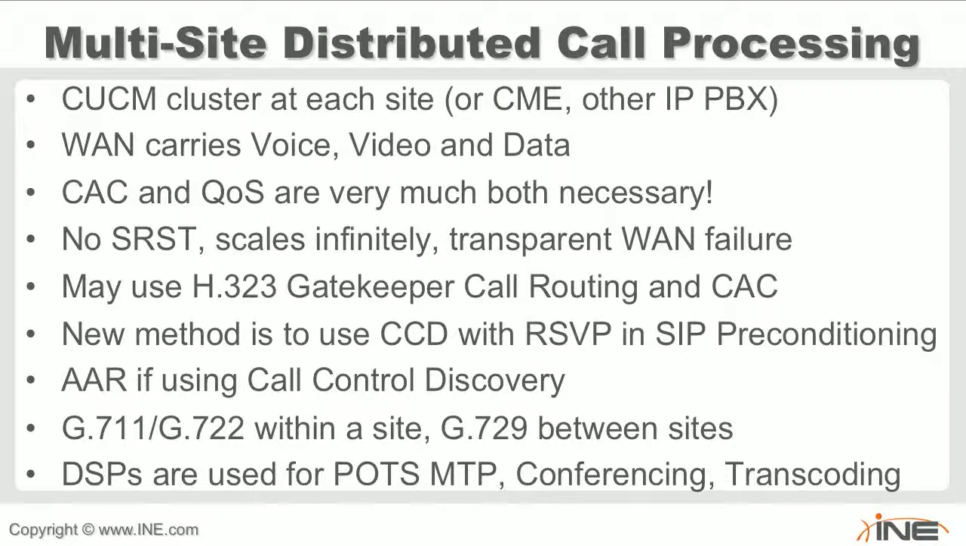Okay, and our call admission control there in that CCD is done with something called RSVP, and it's used in SIP preconditions. Okay, we do have automated alternate routing if we're using call control discovery. And again, we will use G711 within a site or G722, and most probably G729 or maybe another iLBC or iSAC protocol. Again, DSPs are used for POTS-based termination, conferencing, and optional transcoding.